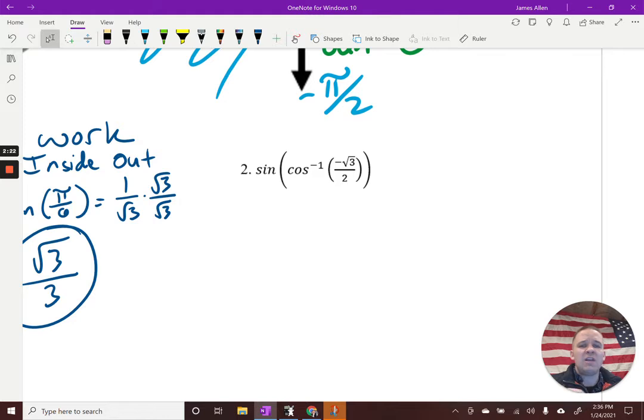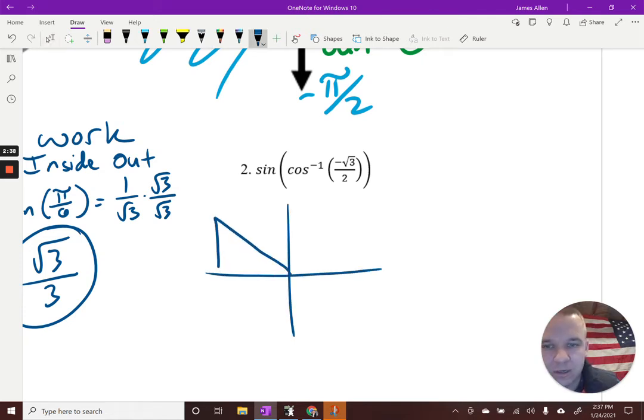Okay. So sine of inverse cosine of negative root 3 over 2. Inside out, right? Well, where's cosine negative? Our inverse cosine function is defined in our first and second quadrant. It's negative in that second. So I'm going to draw this one up in my second quadrant. And cosine is adjacent over hypotenuse, and then I know that that's 1. So my 30, 60, 90 triangle, and I'm sure my 45, 45, 90 triangles will come into play here.